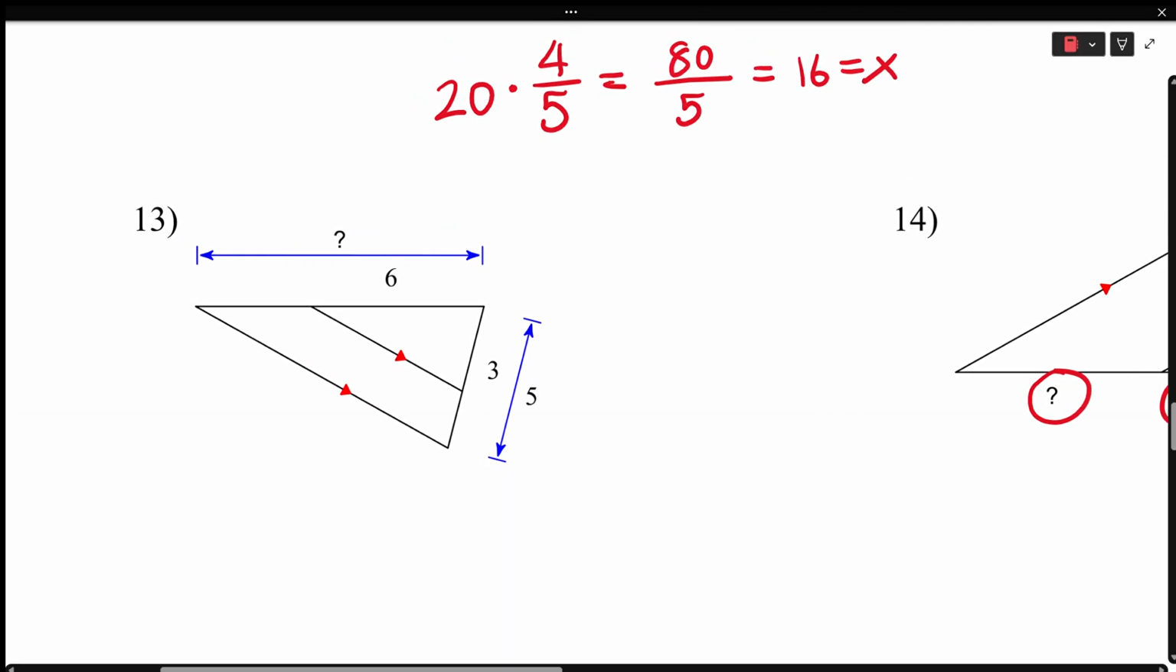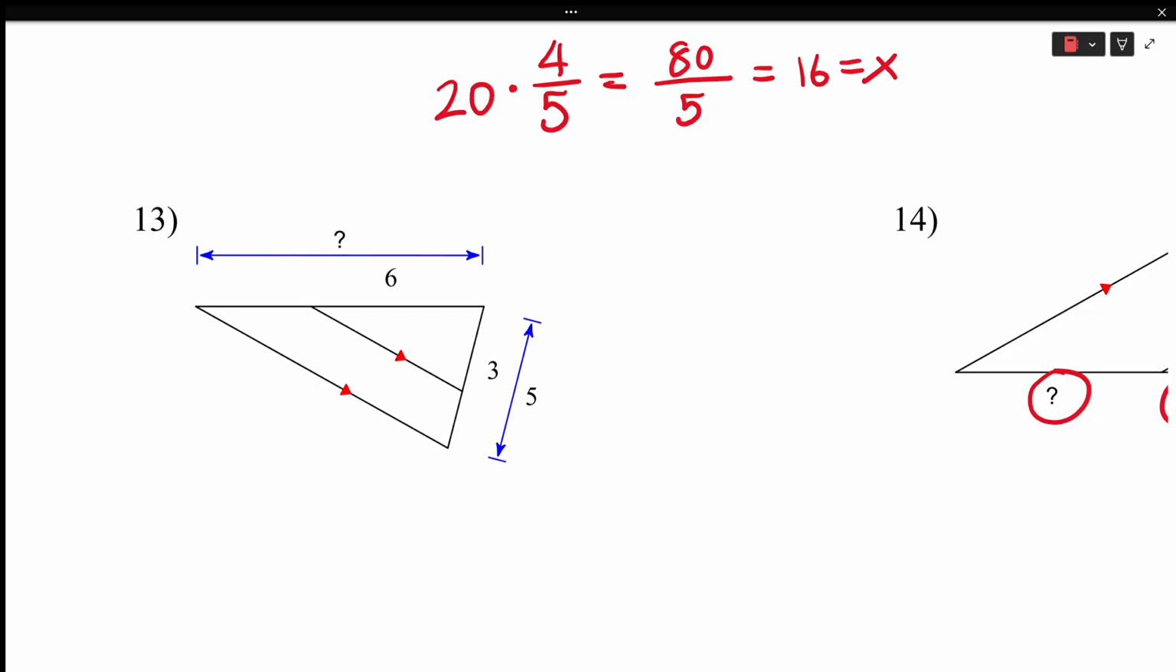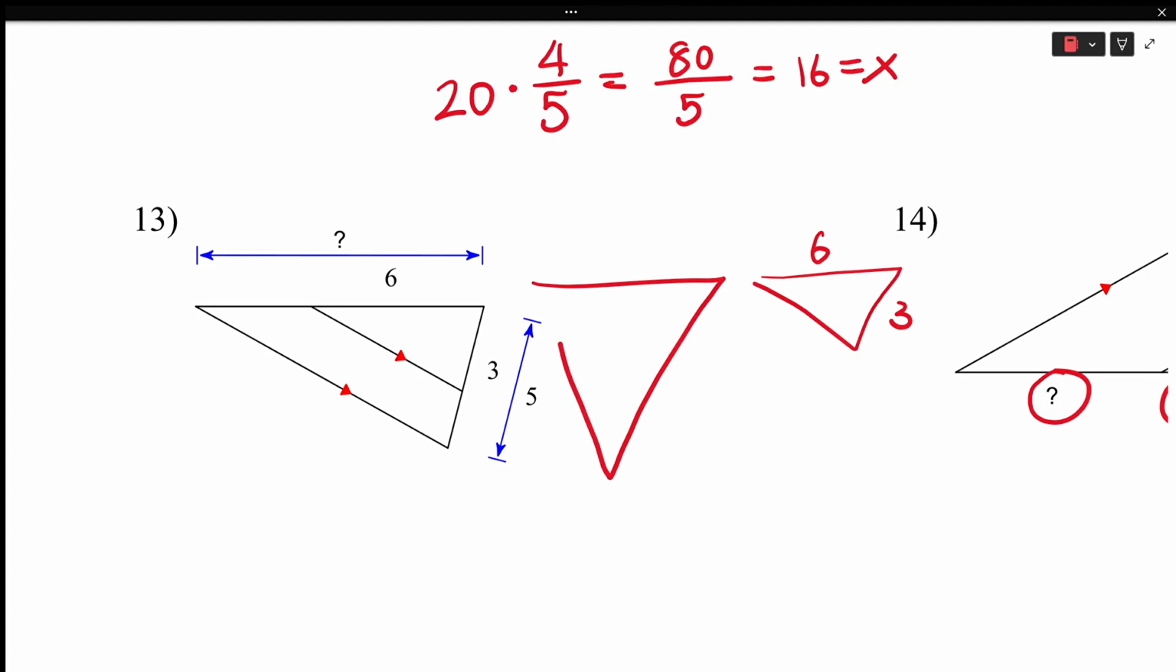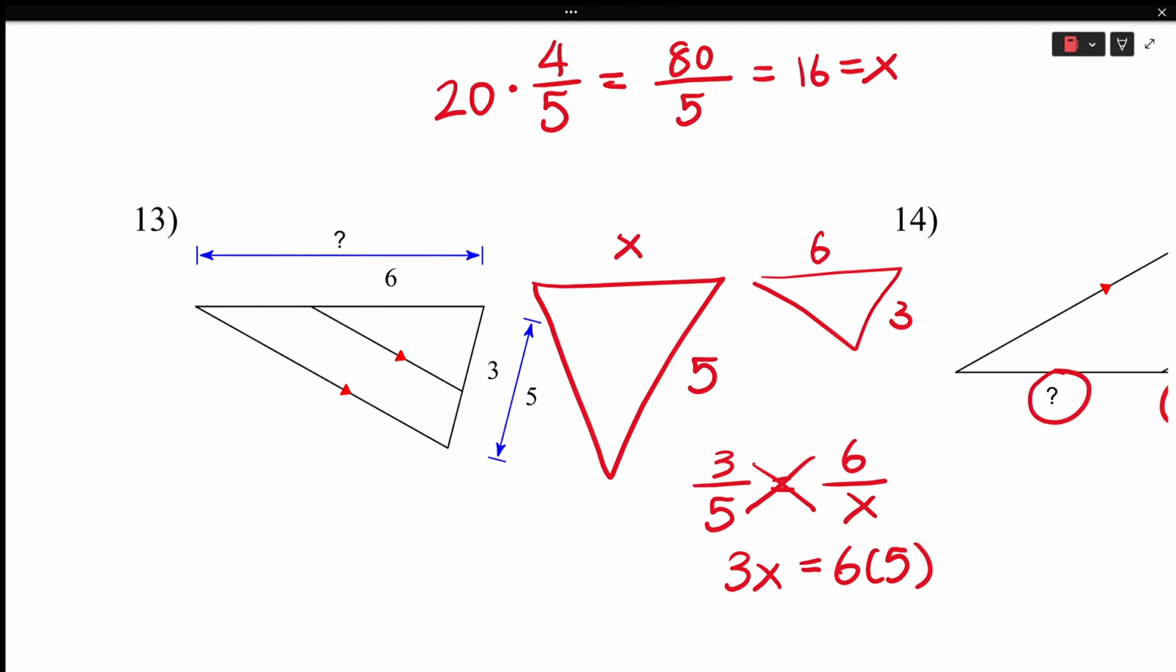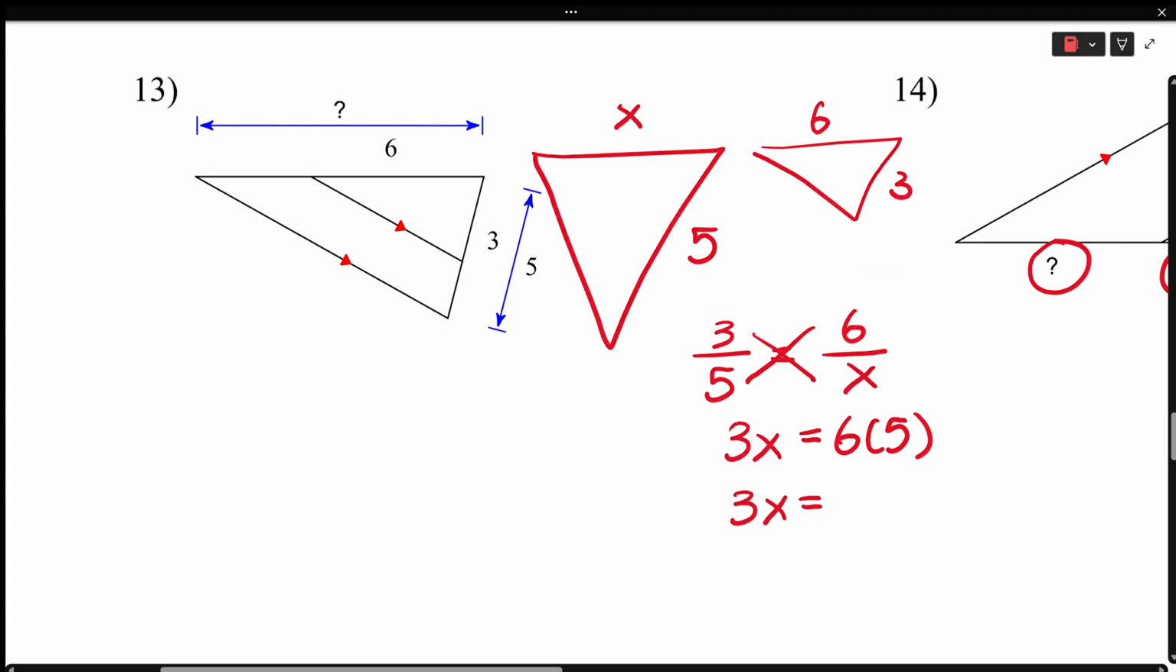Okay. So I'm going to do both methods, scale factor and proportion. You only need one though. You don't need to use both. So let's do the proportion one first. Let me redraw my triangle. This is 6, this is 3. And then the bigger one is x, and this is 5. So again, I could do 3 over 5, 3 and 5 are matching sides, equals 6 over x. We cross multiply, 3 times x, 6 times 5. 3 times x equals 30. X is equal to 10.